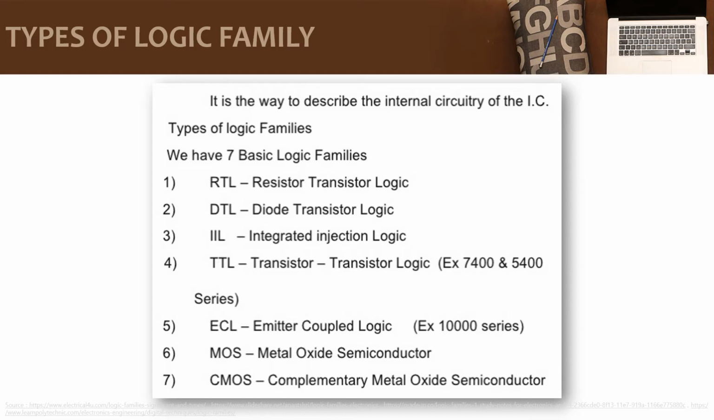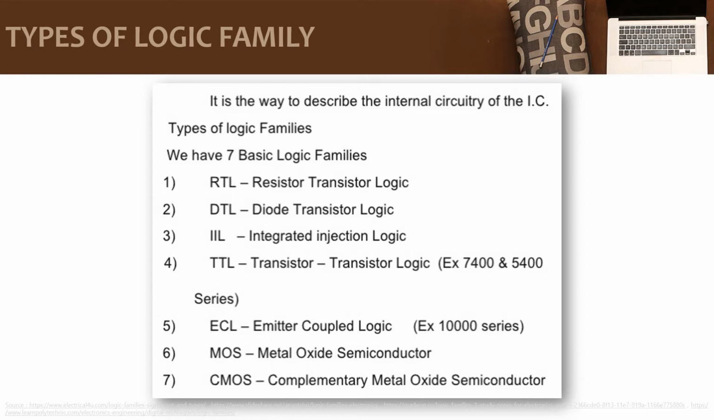ECL also comes under the bipolar, and the MOS or CMOS, also there is PMOS, then NMOS, all come under the MOS family. MOS is nothing but metal oxide semiconductor. So here we have the basic 7 logic families.